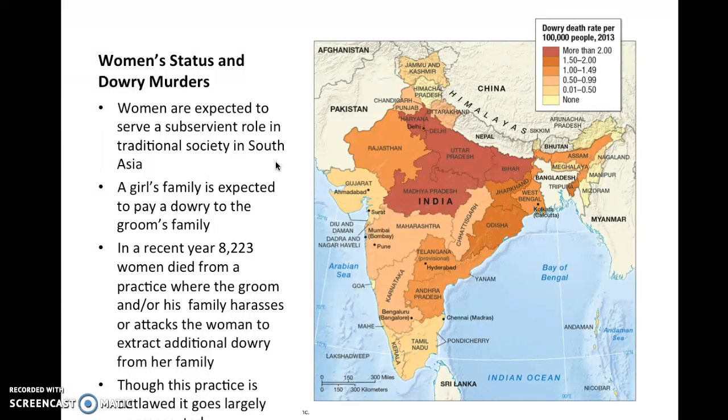In a recent year, 8,223 women died from a practice where the groom and or his family harass or attack the woman to extract additional dowry from her family. And though this practice is outlawed, it goes largely unprosecuted. And you can see, even though it is a small number, it's still substantial, and it's in the areas Indus Valley, some of the coastal regions, Rajasthan. I think it's an interesting fact, and I think it's something that speaks to the status of women and how they're viewed.